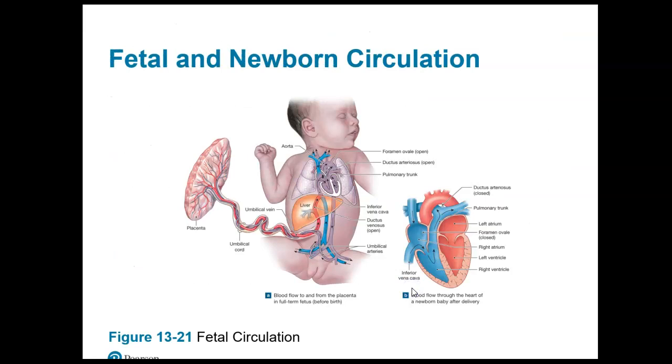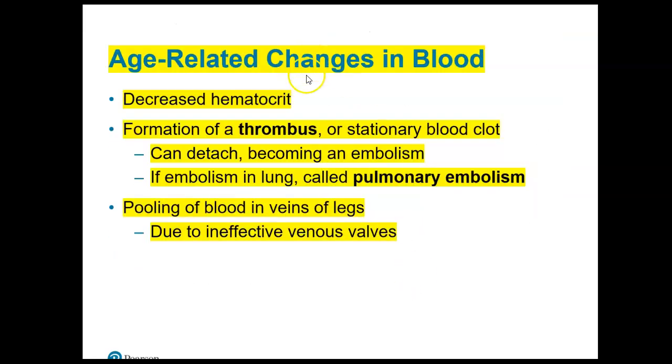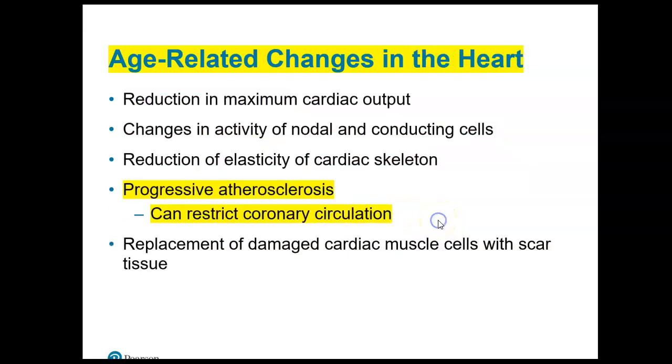See if there's anything else that I've highlighted. Oh yeah, okay. Age-related changes in blood. You're going to have a decreased hematocrit, formation of a thrombus or stationary blood clot, which can become an embolism. If it's in the lung, we call it a pulmonary embolism. And that, of course, can lead to death. Another thing that happens with aging is the pooling of blood in the veins of the legs due to ineffective venous valves, and that leads to varicose veins.